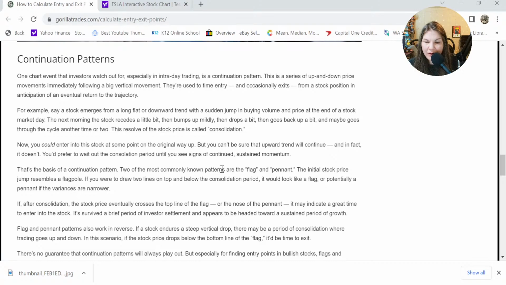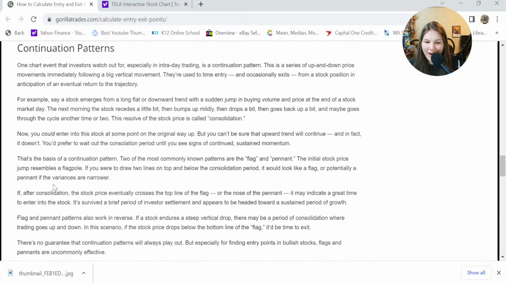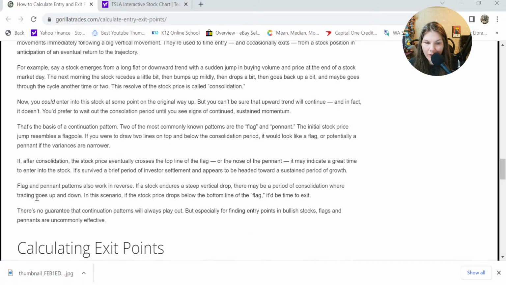Two of the most commonly known patterns are the flag and pennant. The initial stock price jump resembles a flagpole. If you were to draw two lines on top and below the consolidation period, it will look like a flag, or potentially a pennant if the variances are narrower. If, after consolidation, the price eventually crosses the top line of the flag or the nose of the pennant, it may indicate a great time to enter into the stock. It survived a brief period of investor settlement and appears to be headed toward a sustained period of growth.